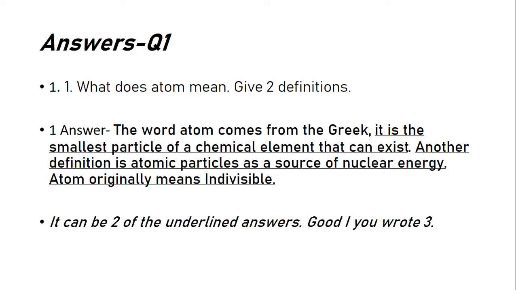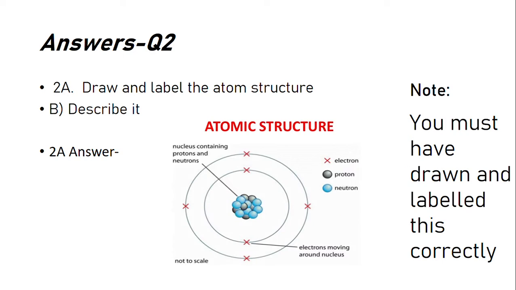Now let's hop on to answers for question 2a. So the question that was asked was, draw and label the atom structure. So you must have drawn and labeled this correctly in order to get the answer correct. If you haven't, your answer would be marked as wrong.